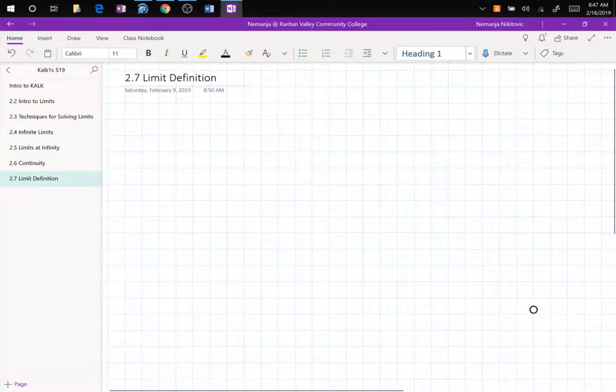Hello and welcome back to Calculus 1, chapter 2.7, section 2.7, actually, on the definition of a limit. The book says, I think, precise definition of a limit, because so far it was imprecise. I don't know.